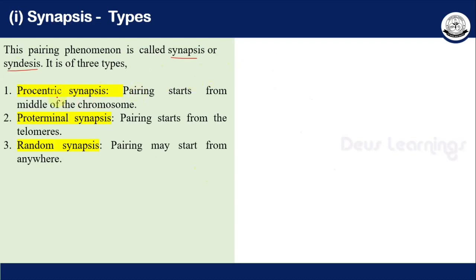Then it is of 3 types. One is procentric synapsis, where pairing starts from the middle of the chromosomes. If the pairing starts from the middle of the chromosome, we call them procentric.